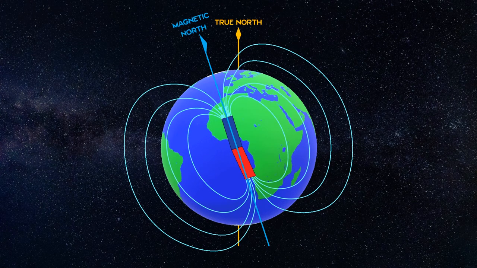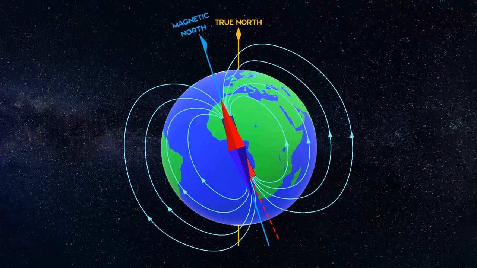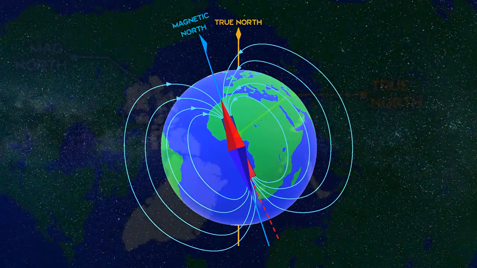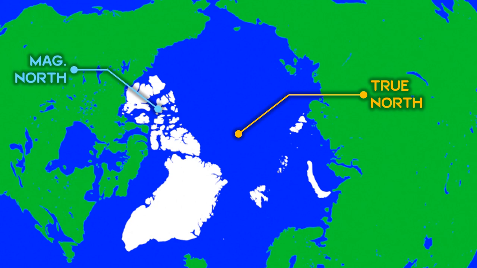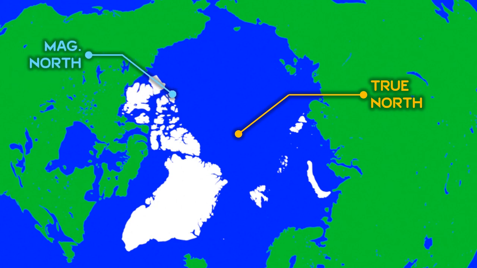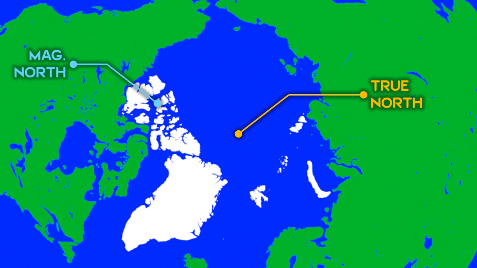The magnetic south pole is not antipodal to magnetic north pole. A free suspended magnet will align itself to the magnetic field. This is the basis of a magnetic compass. Magnetic north moves at a rate of approximately 22 nautical miles yearly.